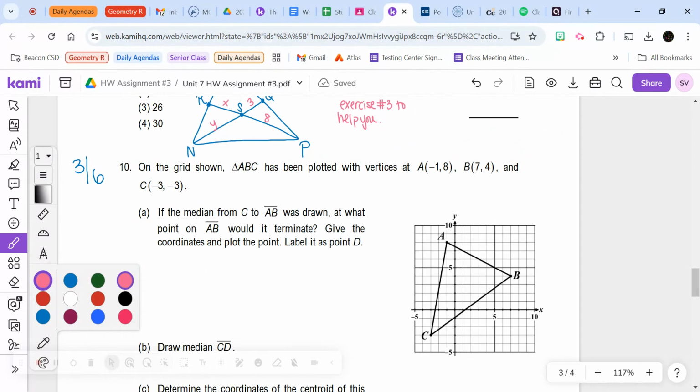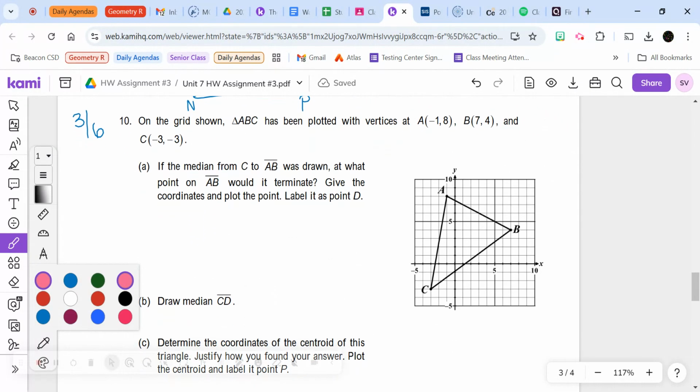And then for 10, it says on the grid shown, triangle ABC has been plotted with vertices at A is -1, 8, B is 7, 4, and C is -3, -3. If the median from C to AB was drawn, at what point on AB would it terminate? Give the coordinates and plot the point, label it as point D. So if the median starts from C and it's connecting to the side AB, right, point D is going to be the midpoint of side AB.